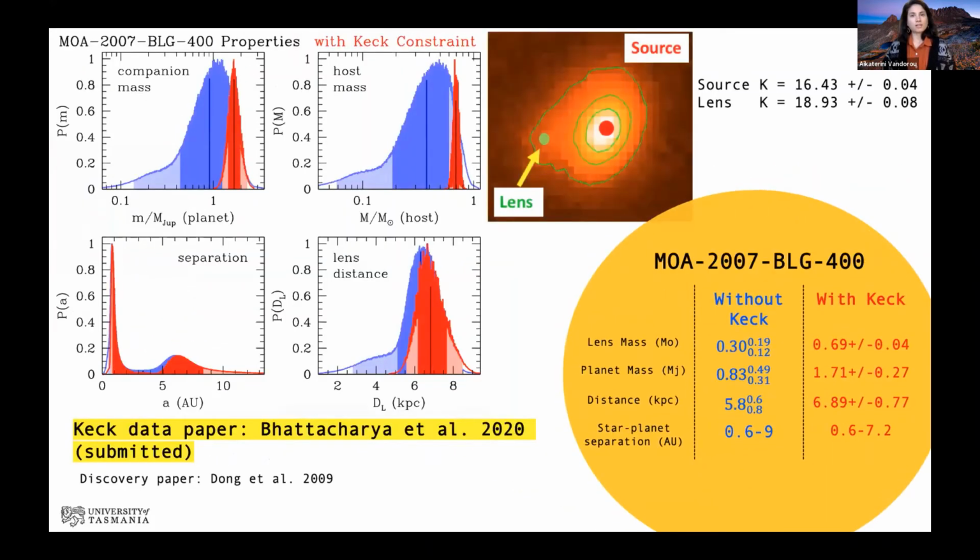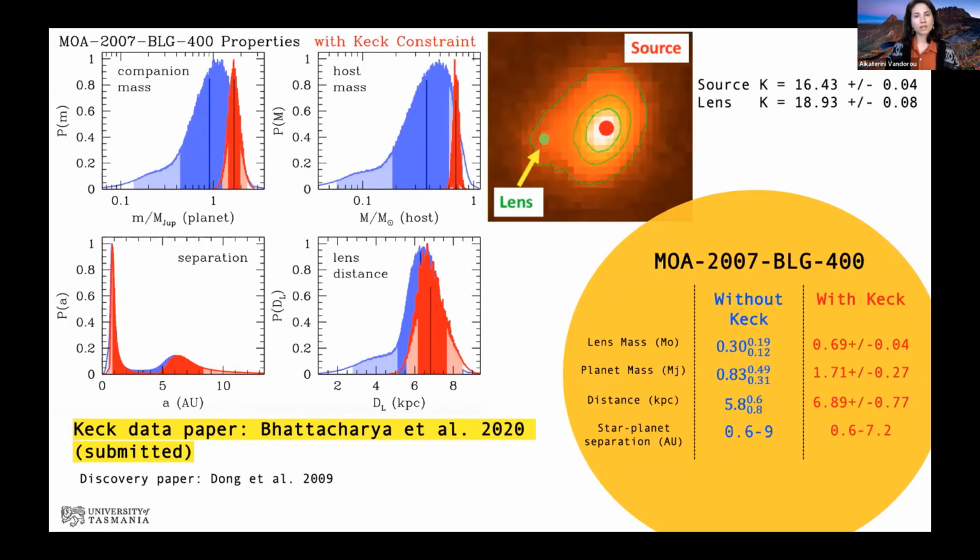So this is MOA 2007 BLG 400, which was led by Aparna. For this event, again, we managed to observe the lens, which is about 2.5 magnitudes fainter than the source, so it's a little trickier to see. But we managed to get a magnitude and constrain the physical properties of the system, and we found that this is another super Jupiter orbiting a K-type star.